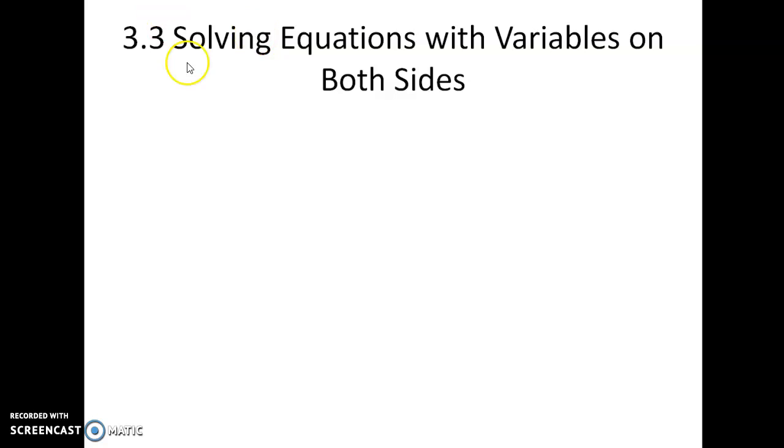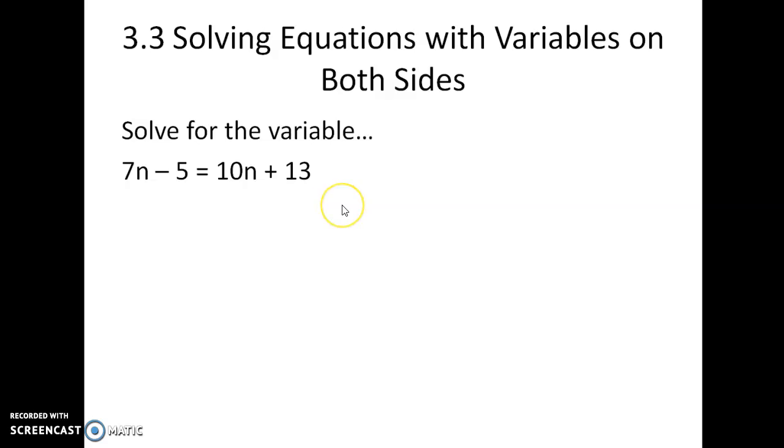What we're doing today, we're going to continue with that same idea, but we're going to throw things around a little bit. We're going to add another level to this. Section 3.3 talks about solving equations with variables on both sides. We haven't seen those yet, so we're going to explore that right now. We're going to go right into an example.